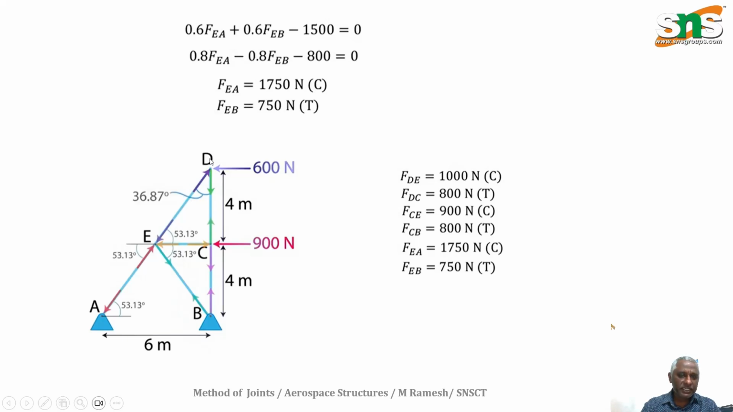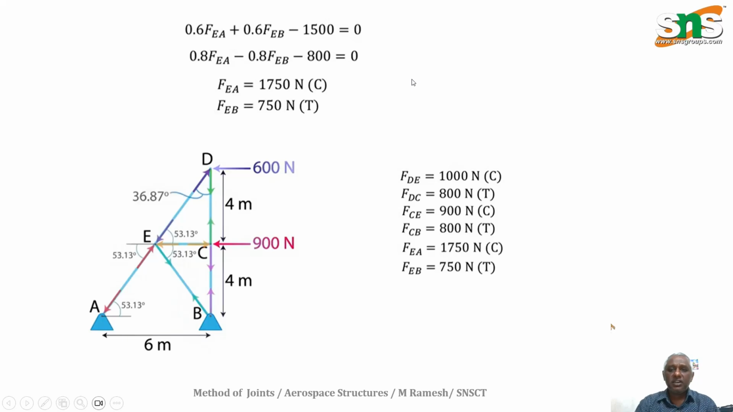When you have taken D and when you have taken E, this one and this one were found out. This one also found out. So all the member forces have been found out, with the values of 1000 Newton, 800 Newton, 900 Newton, this 800 Newton, 1750 Newton, 750 Newton. The nature of the forces are given as compressive, tensile, compressive, tensile, compressive, tensile.